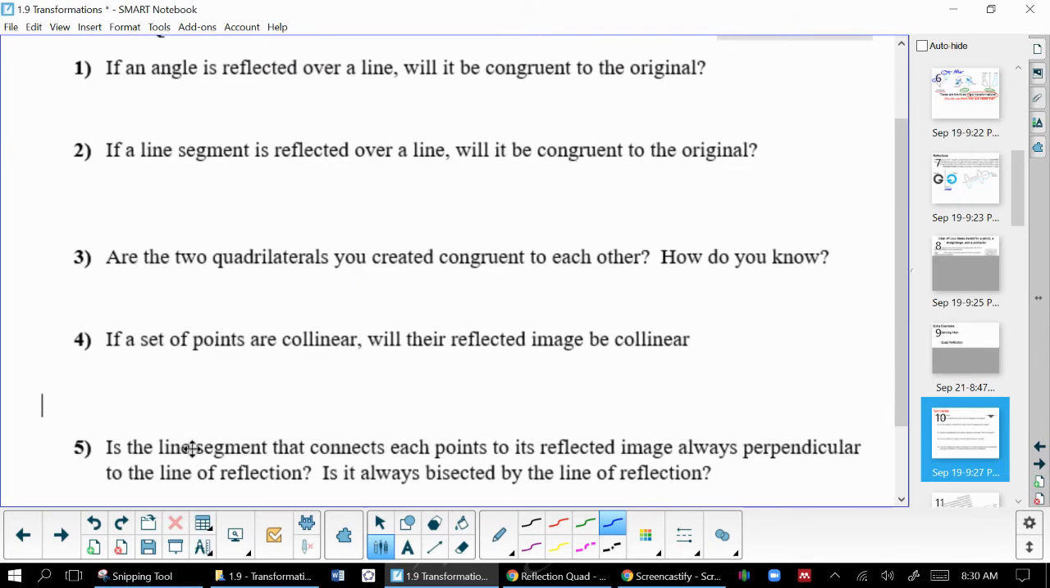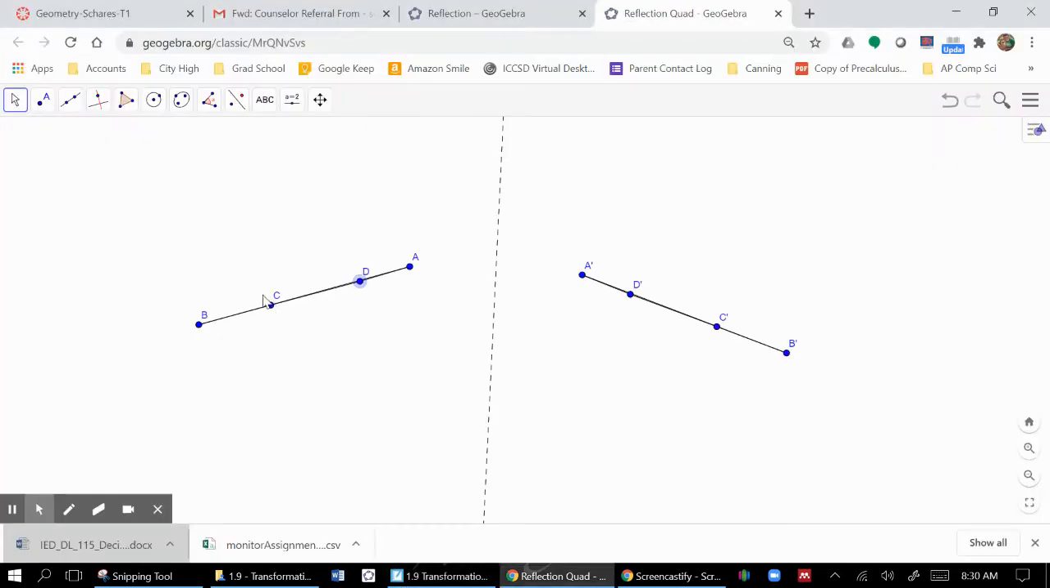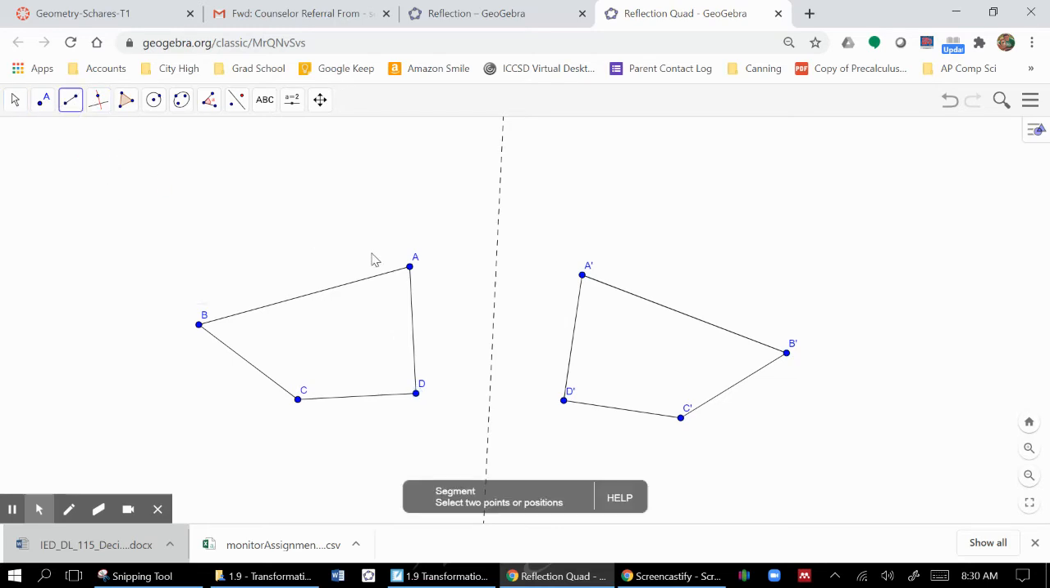And then number 5, is the segment that connects each point to its reflected image always perpendicular? Let's take a look at what that looks like. I'll go ahead and make that in this figure. So if I were to grab a segment tool and connect A to A prime, what I'm looking for here is right at this place where they meet. You notice how that's a nice 90-degree angle?